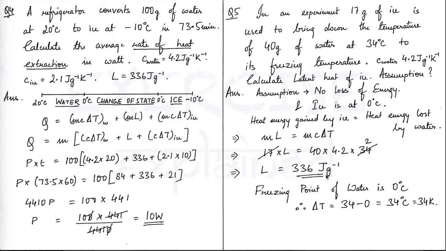Remember, this is not an SI unit. The question had asked us to find the latent heat and the answer given in the textbook was in joules per gram. In case you wanted to convert it to SI unit, you just multiply by 1000. So that would become 3,36,000 joules per kg. Delta T I have written here, that is 34 minus 0, that is 34 degrees Celsius or 34 Kelvin. This delta T.